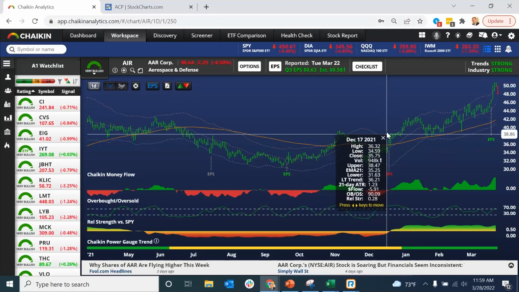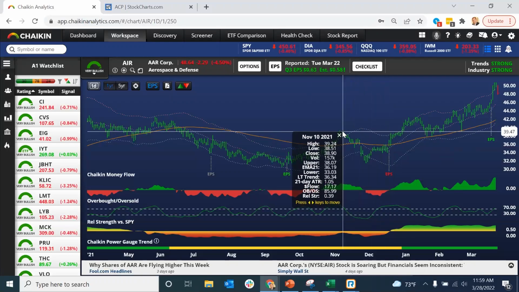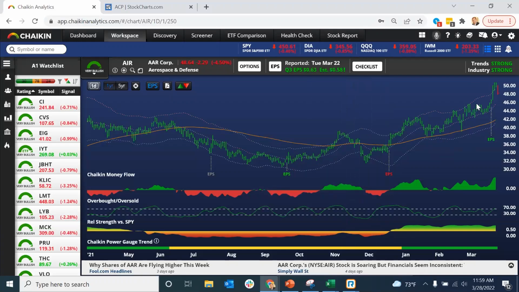It broke out, tested the top of that handle here at 39. Did it a couple of times, really, and then broke out and went all the way to $50 pretty quickly. So now you've maybe got some confirmation. Good industry, and the stock is pulling back. Kind of an interesting setup.